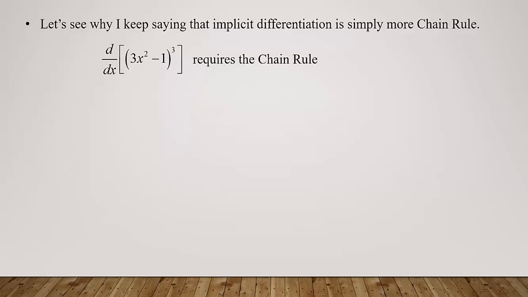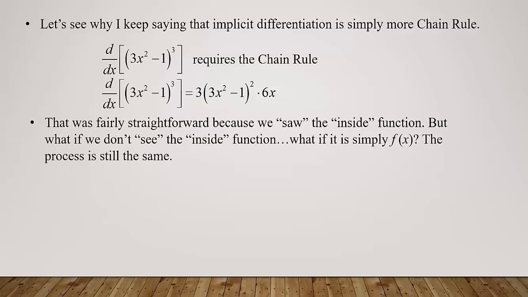This is easy enough. If you're asked to d dx, differentiate with respect to x, the function quantity 3x squared minus 1 cubed, to get that derivative, you need the chain rule. And the derivative would be 3 times the quantity 3x squared minus 1, quantity squared, times 6x. Remember, that's 6x. That's the derivative of the inside function. And that's fairly straightforward because we can easily see what the inside function is.